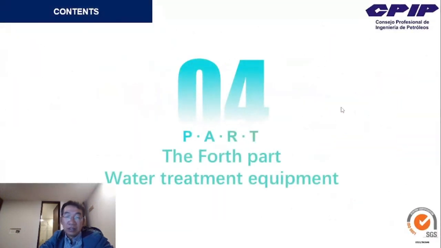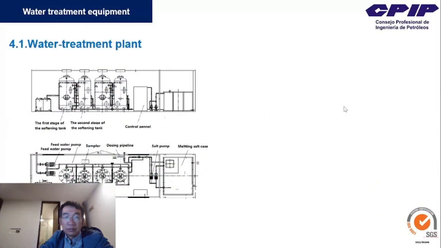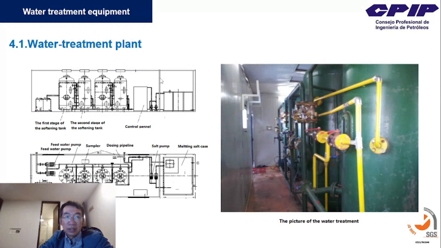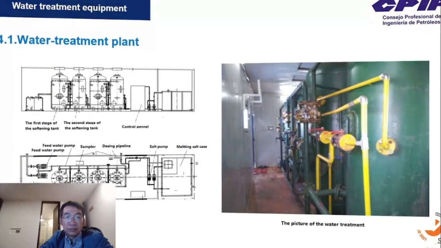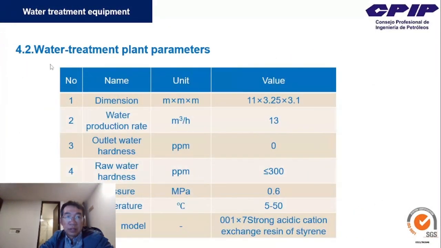Okay, the fourth part is water treatment equipment. This picture shows us the water treatment plant. And 4.2 is water treatment plant parameters.